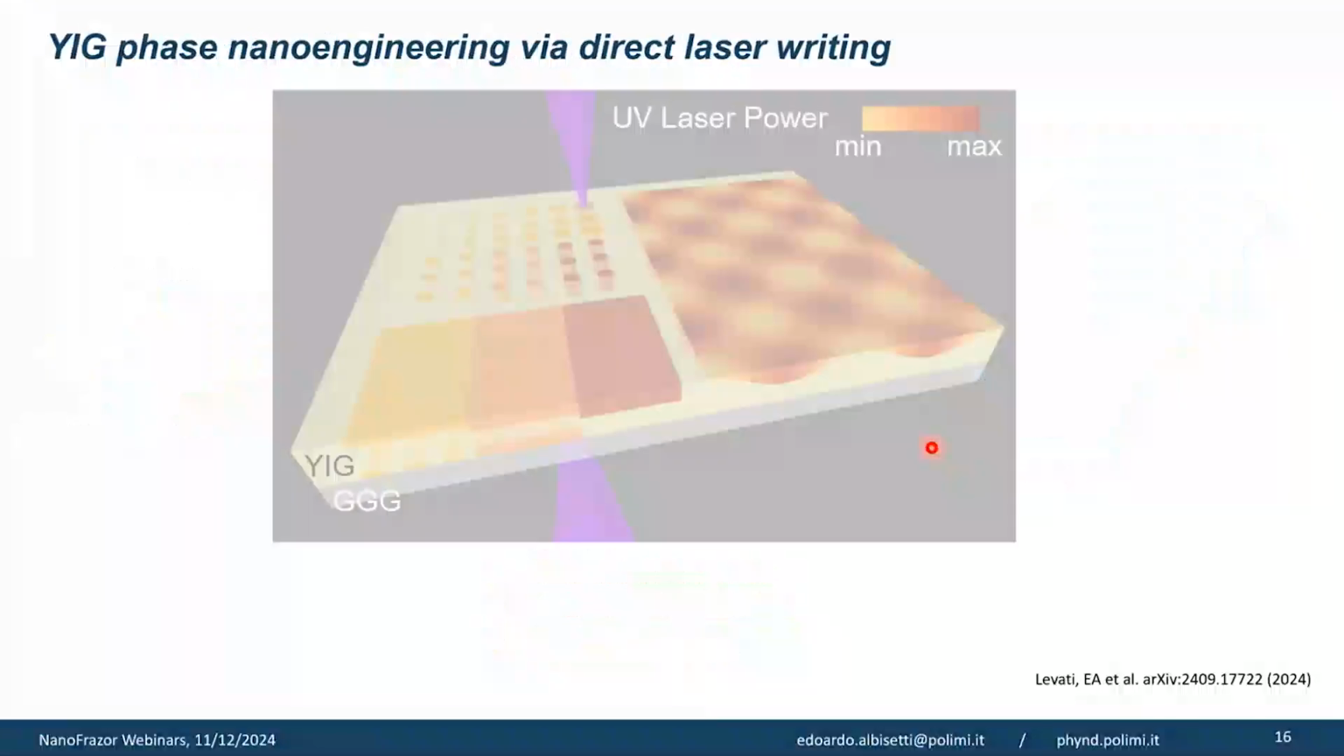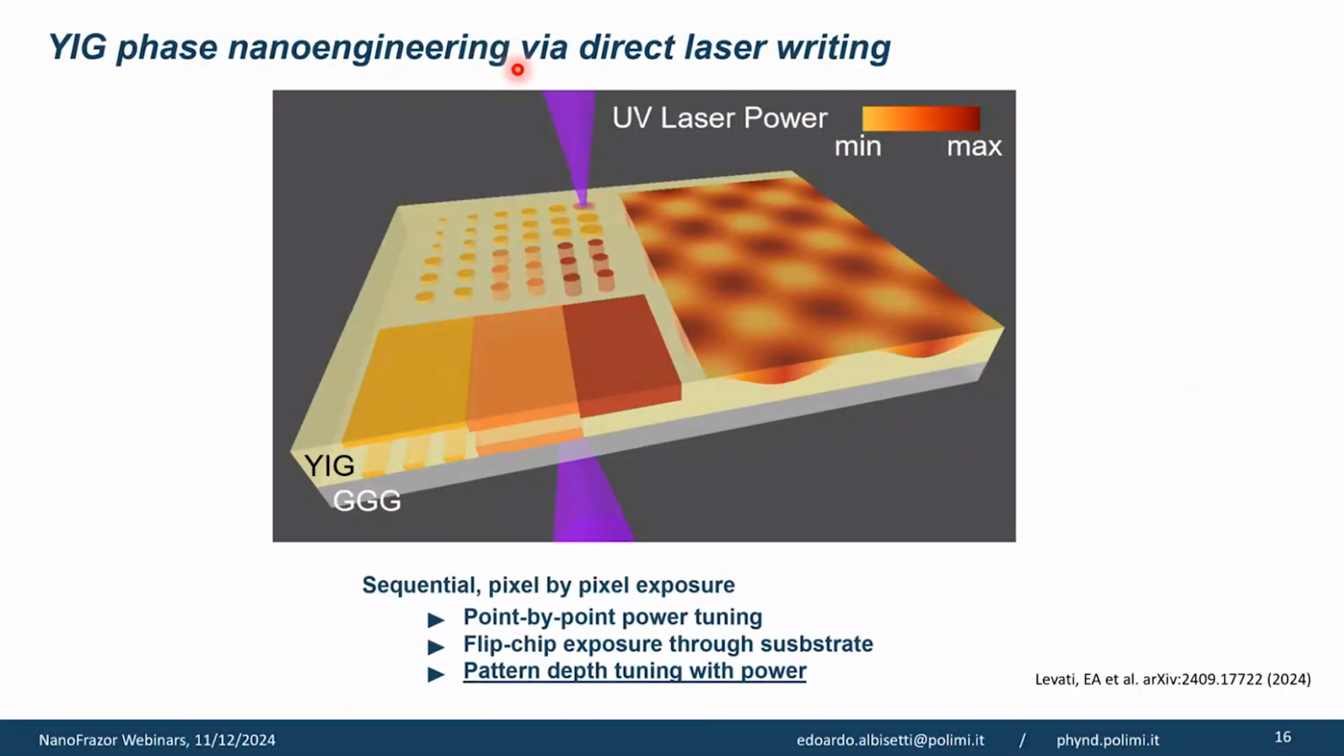So what we try to do is to use phase nanoengineering, in this case with direct laser writing, in particular with the UV laser of the NanoFrazor, to see if we were able to write the YIG, so to change and control the magnetic properties of the YIG. And so what we did was to irradiate the material point by point by tuning the laser power and the focus, and we're focusing on one material that has a 1 micron thick YIG on a GGG substrate. And the substrate is really important because this is the substrate that is normally used for growing this type of material that leads to really high quality material. And it happens also to be UV transparent.